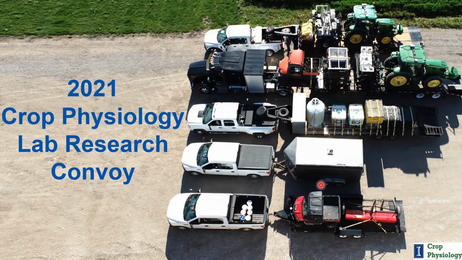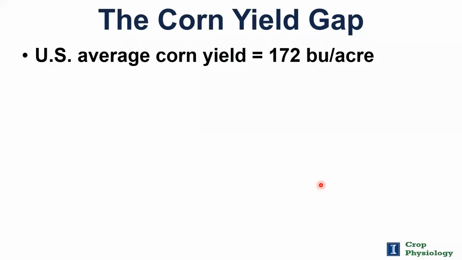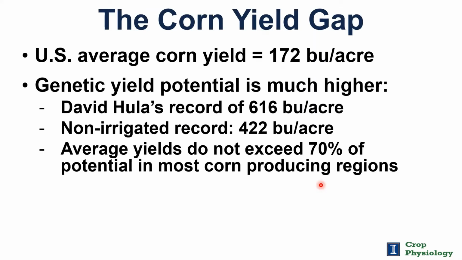And the reason why we are doing all of this work is because we're trying to close what we call the corn yield gap. And what I mean by that, the corn yield gap is the difference between what's the possible yield and what we're currently achieving on farm in yield. So the U.S. average corn yield in 2020 was 172 bushels per acre. But we know that the genetic potential of today's corn hybrids is much higher than that. David Hula set his record of 616 bushels per acre. And then the non-irrigated record, which was set last year, I believe, was 422 bushels per acre.